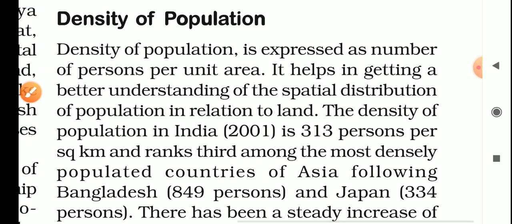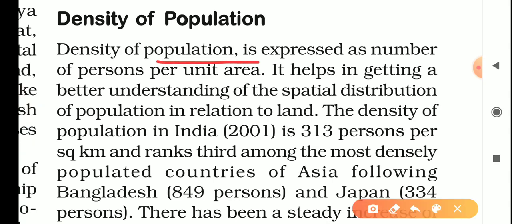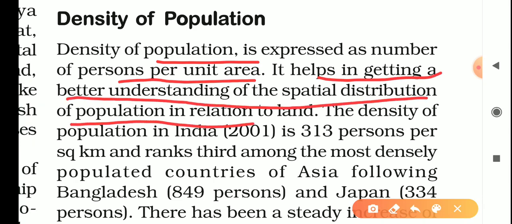Now comes density of population. Density of population is expressed as number of persons per unit area. We discussed this in the last book. It helps in getting a better understanding of the spatial distribution of population in relation to land.